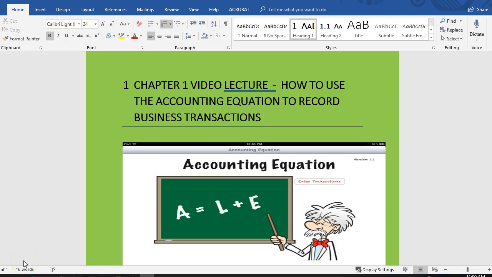Today's lecture will focus on how to utilize the accounting equation to record a company's different types of business transactions. The accounting equation says A equals L plus E. What does that mean? It means assets equal liabilities plus equity.